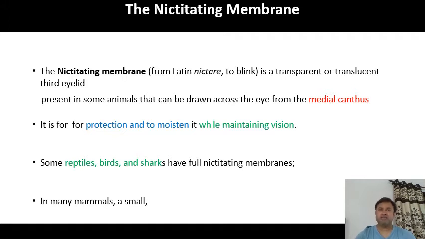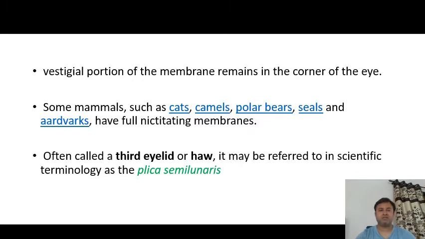Generally the nictitating membrane is absent in humans, but it is functional and present in reptiles, birds, sharks, and other animals. So it is present in mammals like cat, camels, polar bear, seal, and shark. It is also called the third eye or haw. The scientific name of the nictitating membrane is Plica semilunaris.